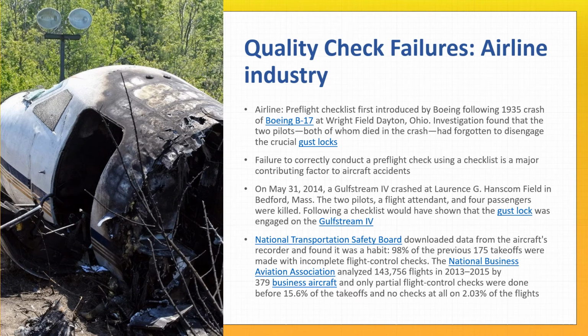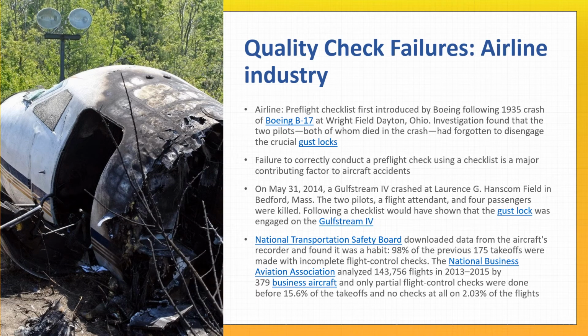In 1935, following the crash of a Boeing B-17 in Dayton, Ohio, the crash investigators discovered that the 2 pilots had forgotten to disengage the gust locks. Gust locks, for those of you who don't know, are the devices on an airplane wing that prevent the airplane from becoming unstable whilst it's parked on the ground. They're necessary for when the aircraft is parked, but you don't want them engaged when the aircraft is flying.